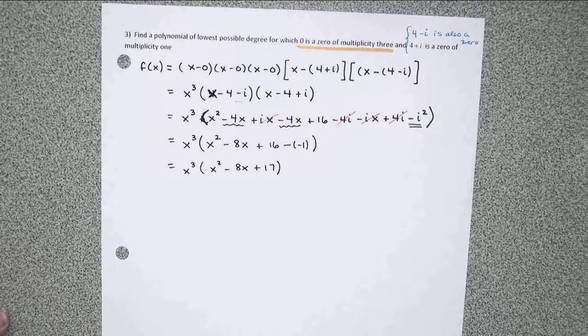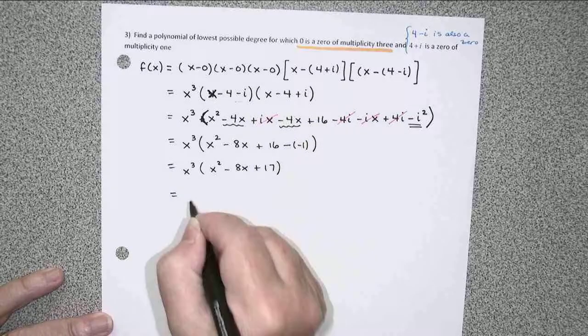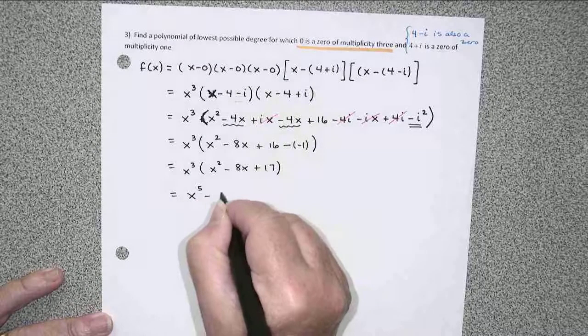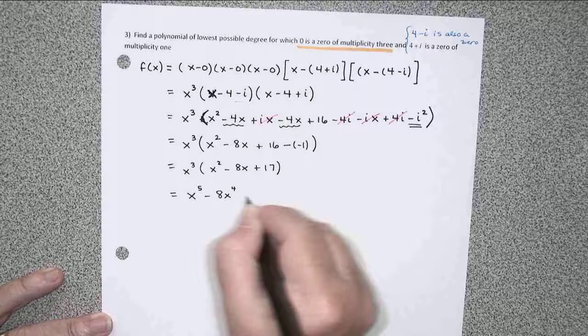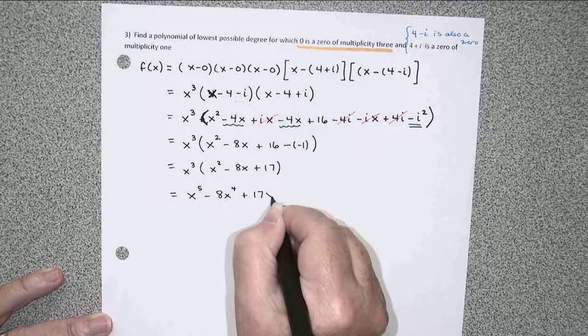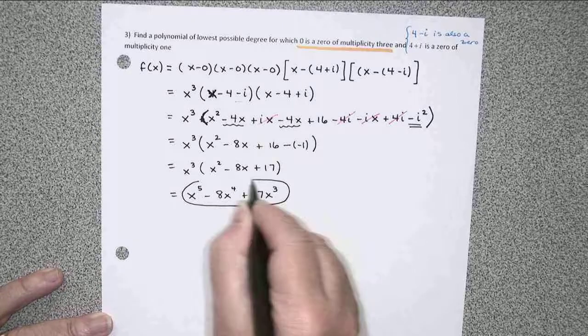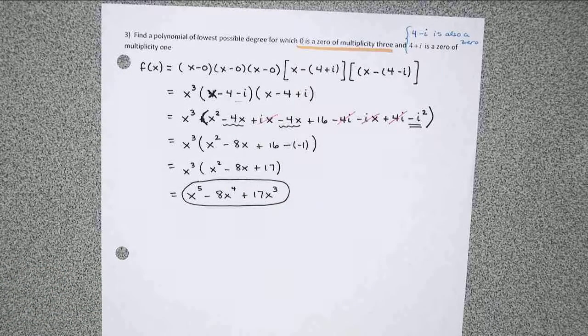inside my parentheses. And my last step is just to distribute the x cubed. So x to the 5th minus 8x to the 4th plus 17x cubed. All right, that brings us to the end of section 2.4.